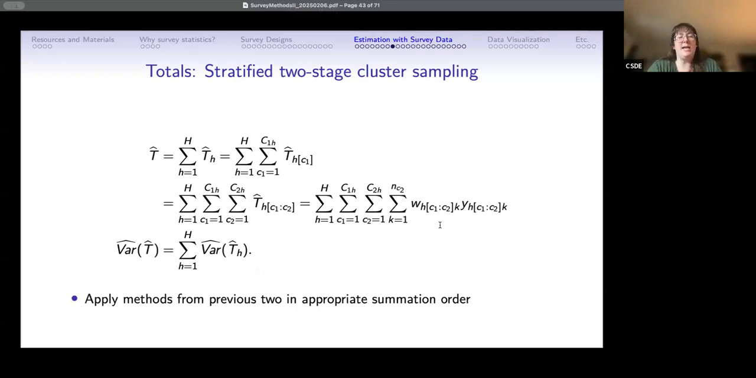We're going to keep going, but the same principle holds even when things get really complicated. If we have clusters within strata, we're going to sum over strata, and then primary sampling units within each strata, and then secondary sampling units within each primary sampling unit, and then observation units.